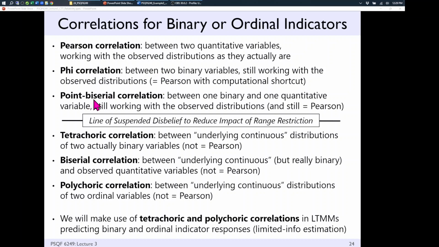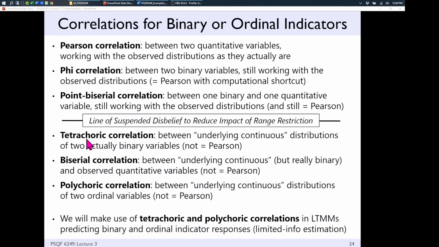Same idea behind the point-biserial. That's binary and quantitative using the Pearson formula. Perhaps a computational shortcut, but it's the same information that's being used to compute reliability. The other ones are different. These rely on the concept of an underlying latent distribution that gave rise to the observed binary response. So a tetrachoric correlation is supposed to be the correlation of the underlying variable that gave rise to the binary response, in which the underlying variable is actually continuous.